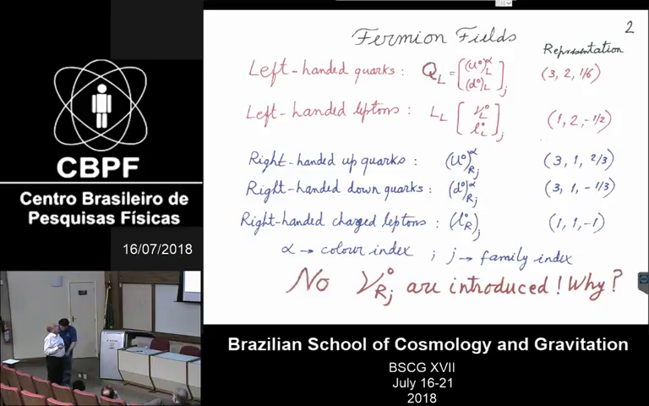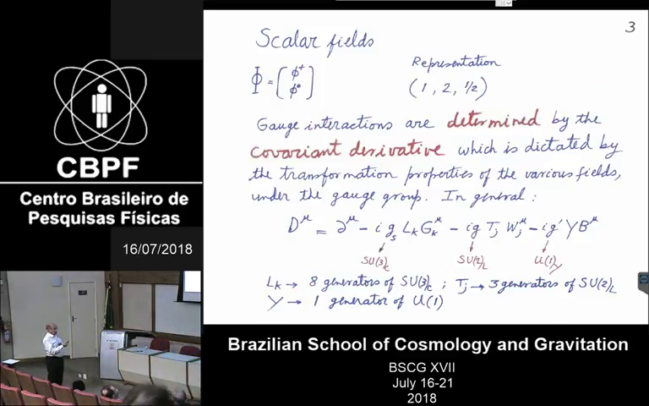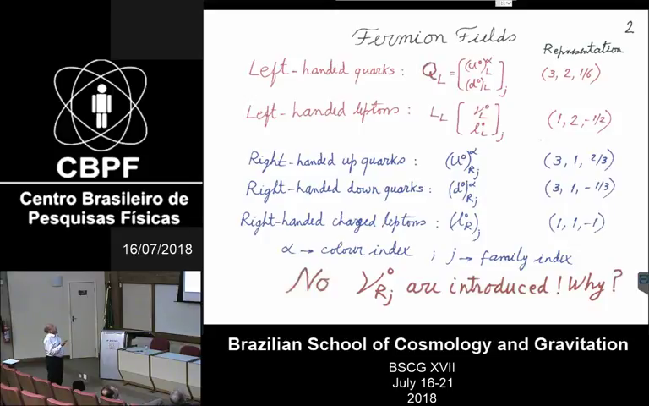That's why we had the idea of putting the left-handed quarks in a doublet, while the right-handed quarks in a singlet. The left-handed leptons the same way, and no right-handed neutrinos. Now, I will anticipate a little bit my comments about neutrinos.